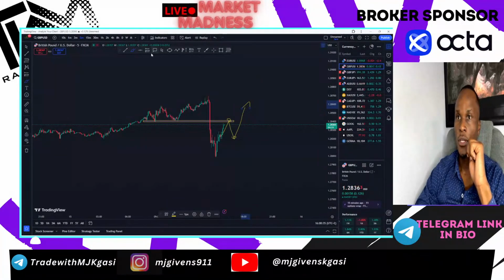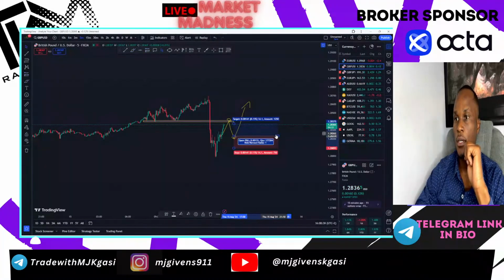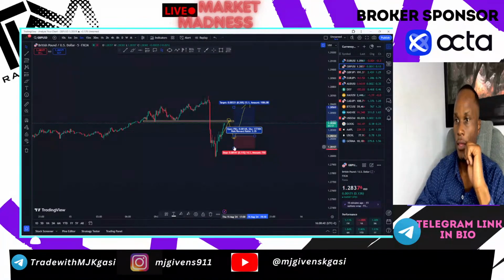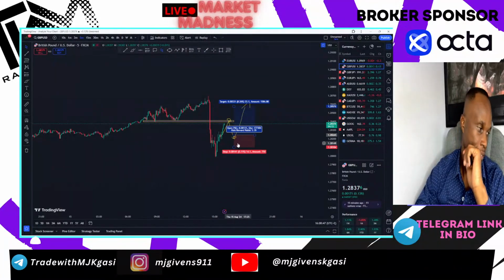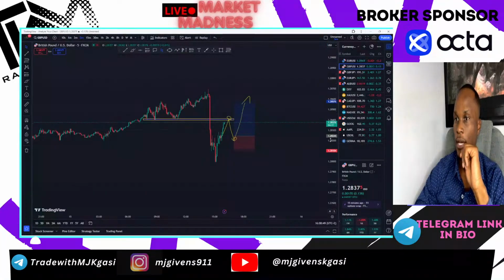Okay. So that's my buy there on British Pound USD. I'm going to buy there. I'm waiting for it to come down and then buy at a discount once I know that many are trapped.